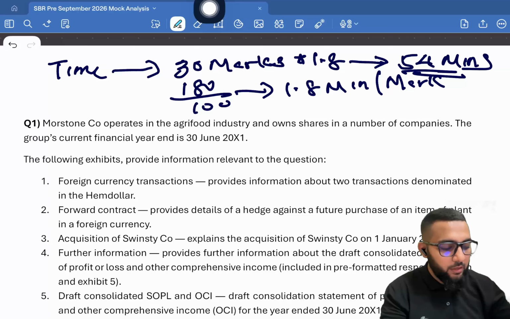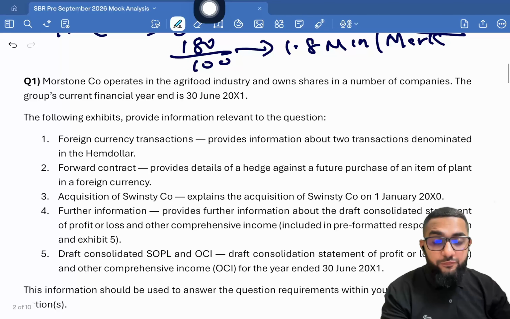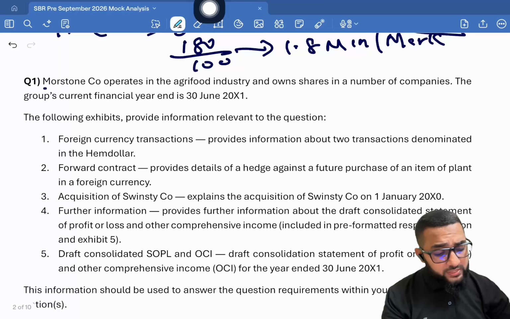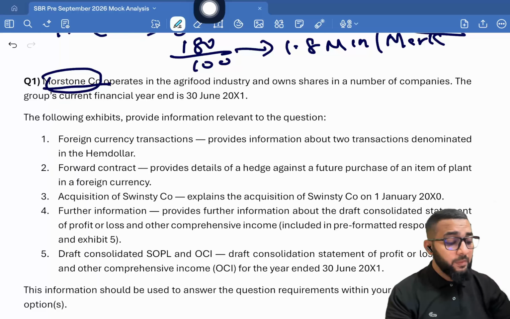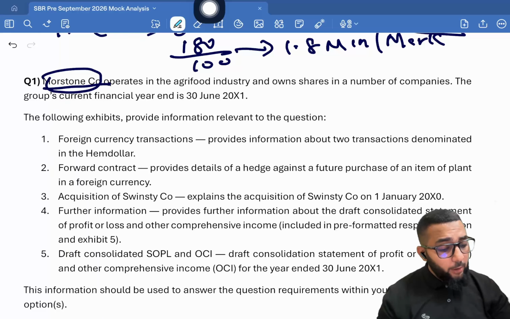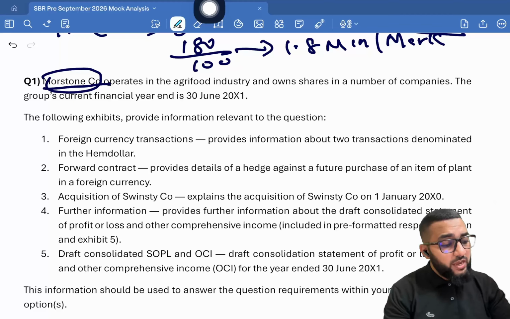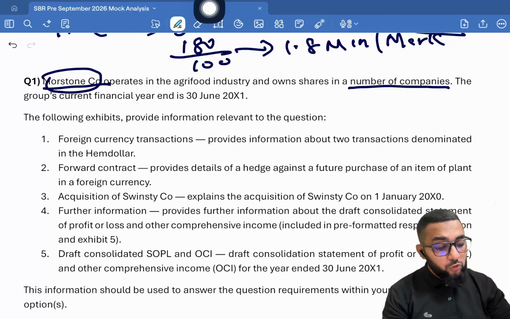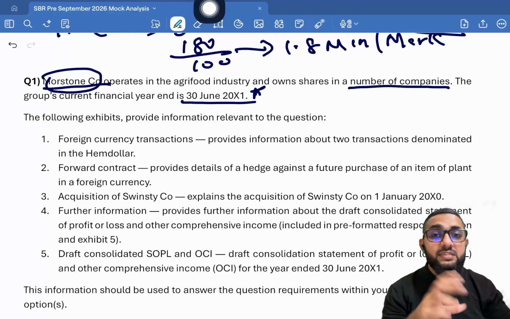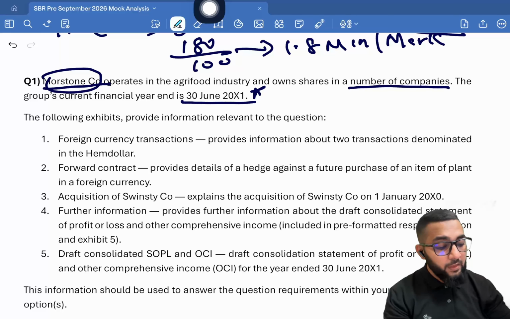All right. Okay. So let's read the background first. Morstone Co is a company. So when you're applying, you have to use this term or use this name. It operates in the agri-food industry and owns shares in a number of companies. So there are going to be multiple subsidiaries in this case, and there can be associates also. The group's current financial year end is 30th June 2021. This is very important. The first thing that you read and understand is the year end and the time period this question covers. All right.